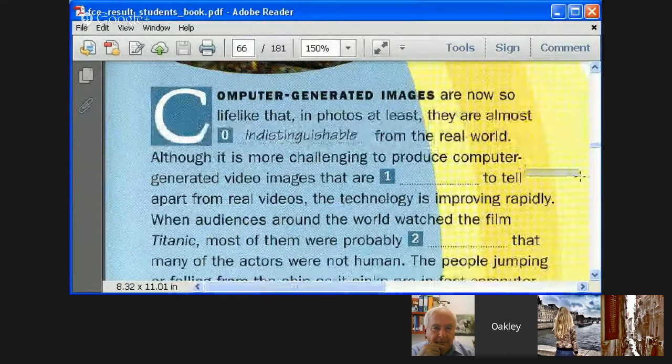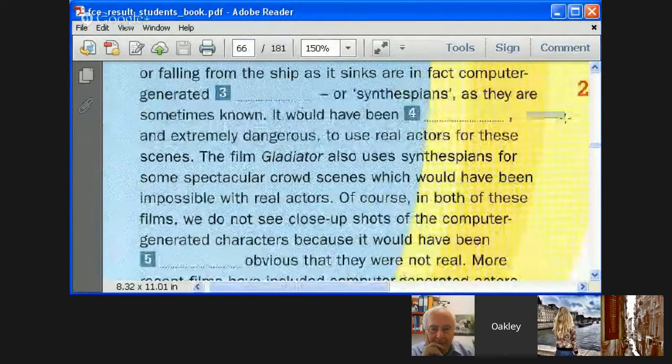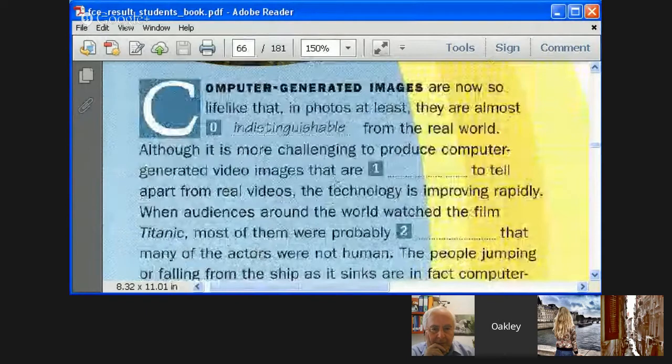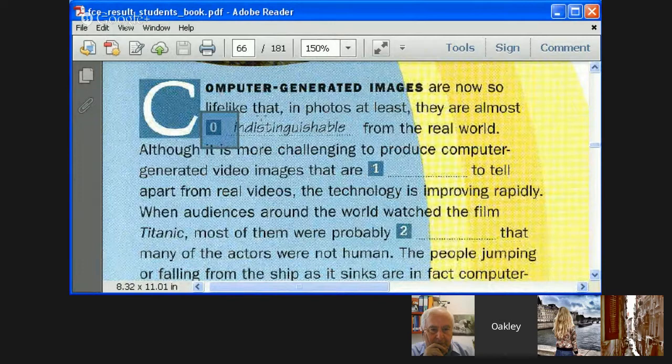Normally, you would see a blank, and over here on the right of the line, you would see the word that you need to use. I have the list of words we're working with, so I will just give it to you when you get there. In this exam, they always give you a 0 example to show you what's going on. So over here on the right, you would see the word distinguish, for example, and you are figuring out what word form of distinguish to use. So: computer-generated images are now so lifelike that in photos, at least, they are almost indistinguishable from the real world. Great.